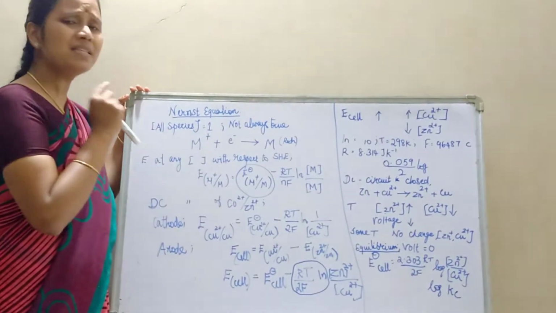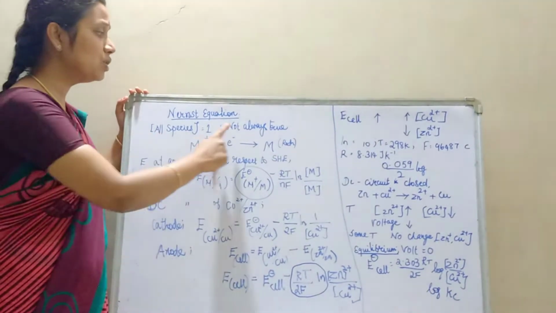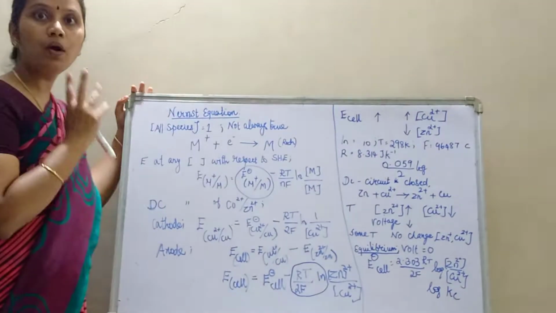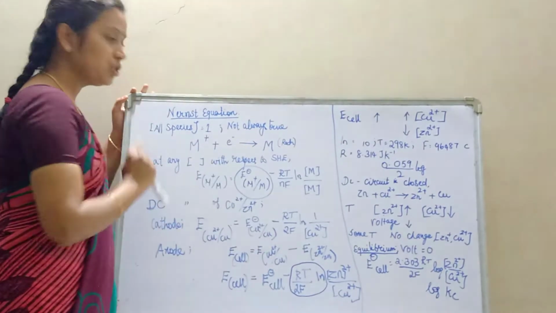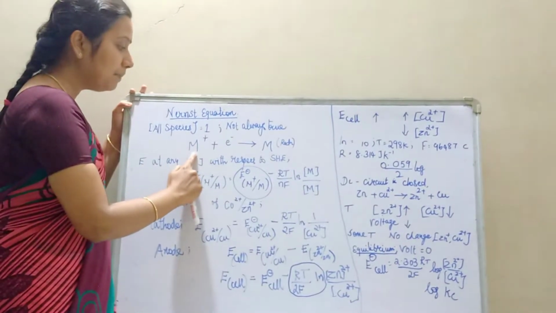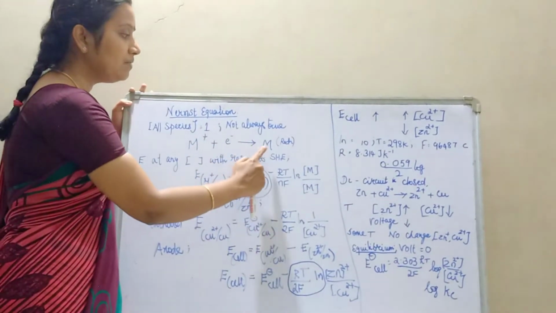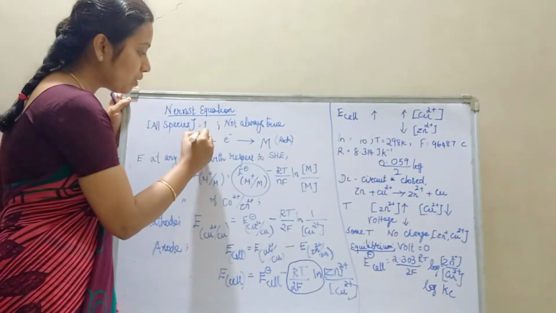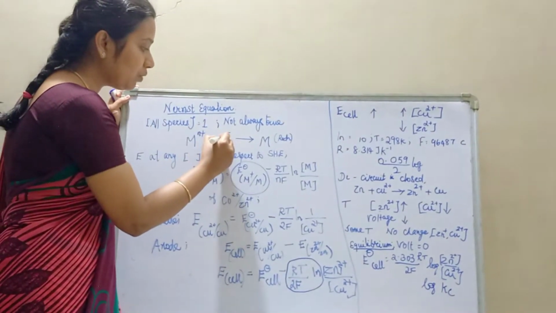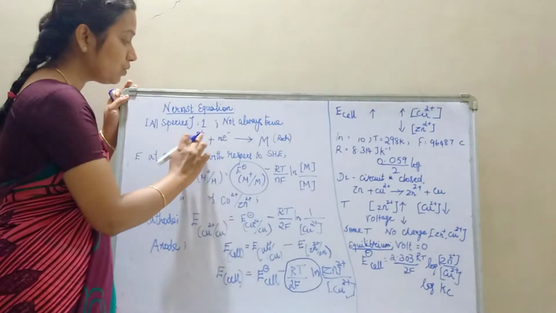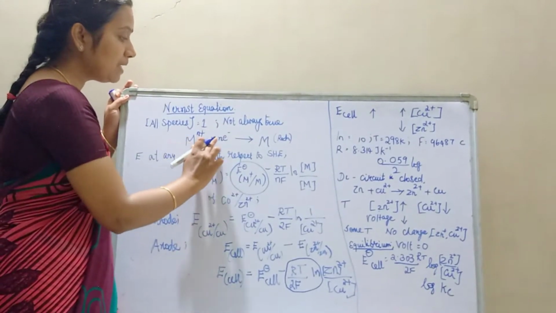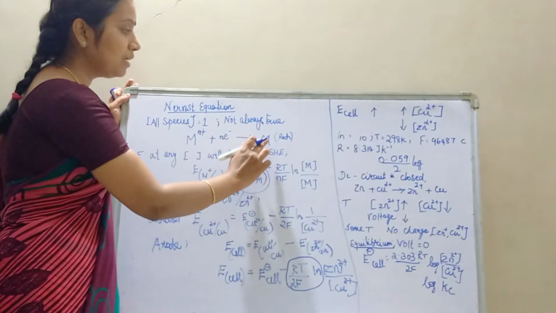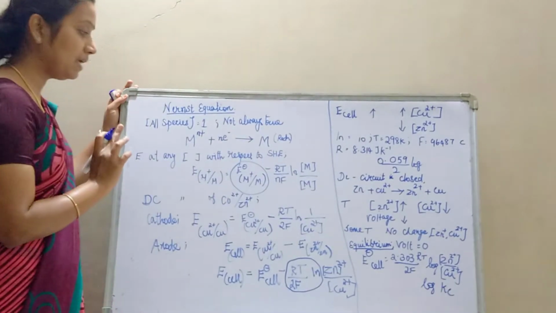Now the standard electrode potential is not always true. What happens? Consider this reduction reaction where M plus electron gives M. This is a reduction reaction. Now if I write M^n+ here, then I write the number of electrons: M^n+ plus n electrons will give rise to M. This is nothing but a reduction reaction.